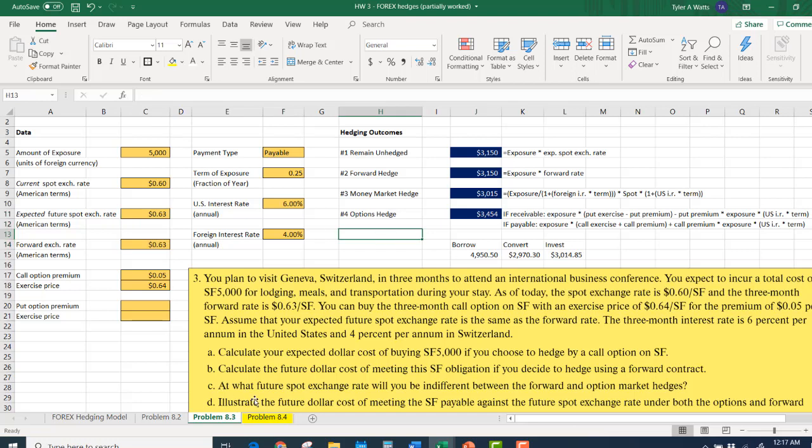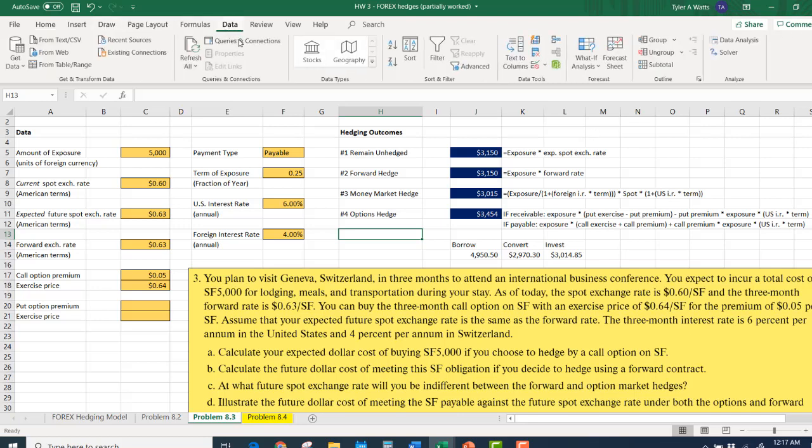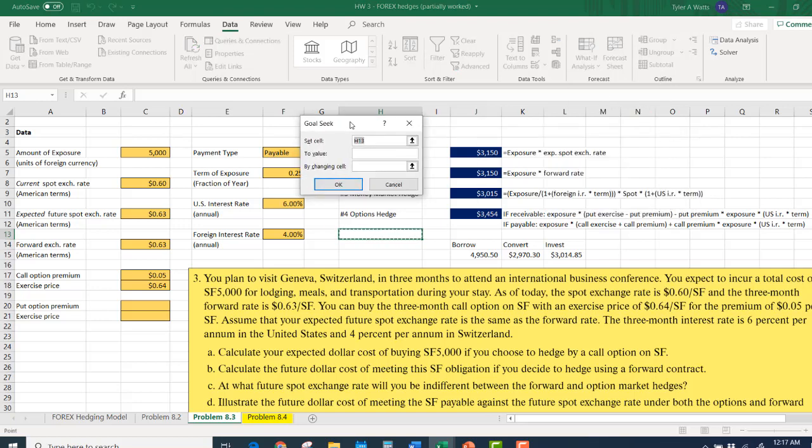Now, okay, let's look at item C. At what future spot exchange rate will you be indifferent between the forward and option market hedges? Here is where we can use our old friend under the data tab, what-if analysis, the goal seek. We can use the old goal seek here.